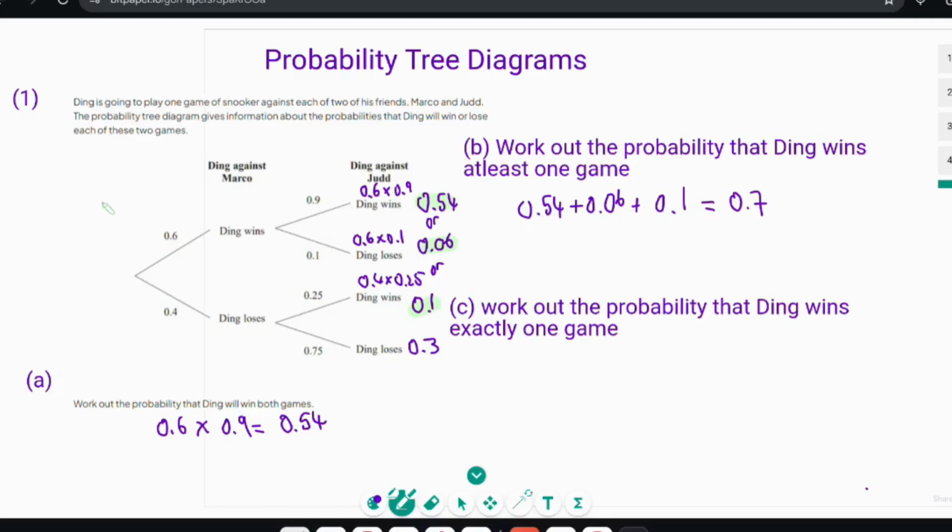Work out the probability that Ding wins exactly one game. Well, exactly one game. What are we looking at here? Exactly one game. Yeah, that's exactly one game. None of the other options are. So we're going to add together 0.06, add 0.1, which is 0.16.